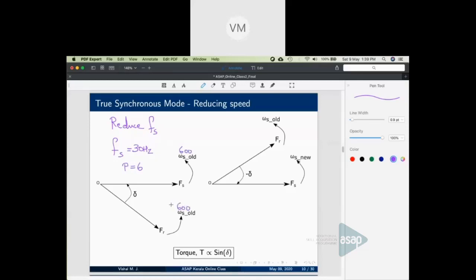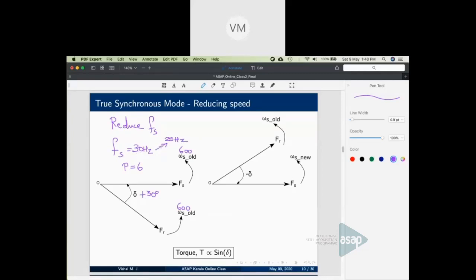Let the angle be, these are just values, some arbitrary values I am putting, 30 degrees. 600 rpm and 30 degrees. I want to decrease the speed. What should I do? I will change the frequency. Earlier we increased the frequency to increase speed. Now I will reduce the frequency to decrease speed. What will happen? Your stator frequency has changed from 30 to 25 hertz.